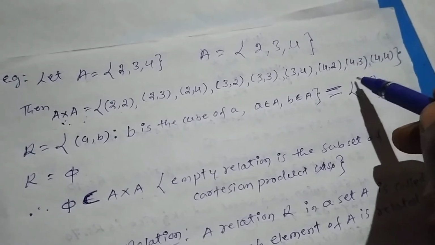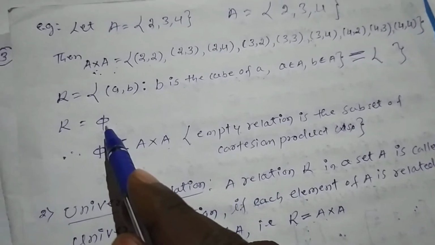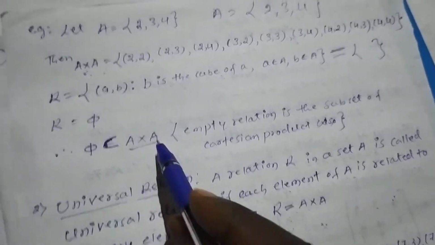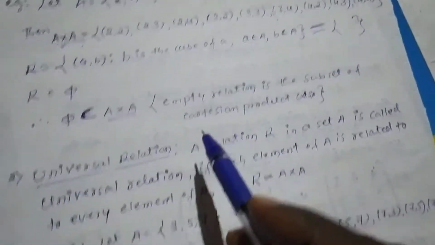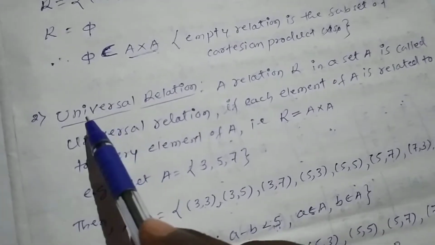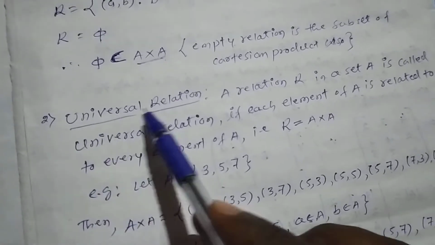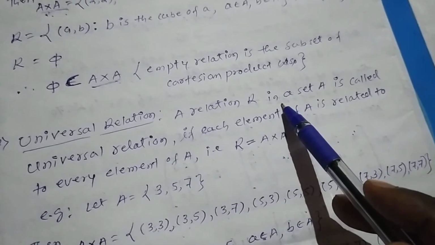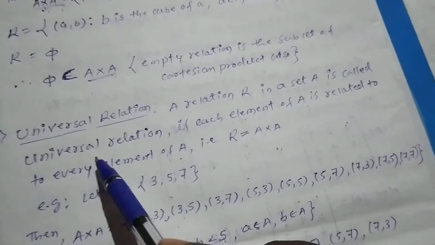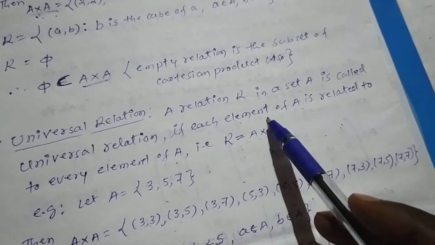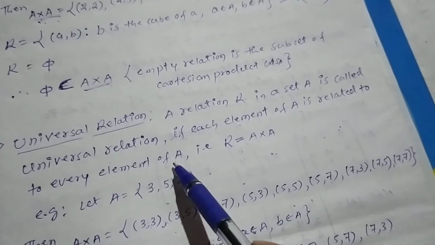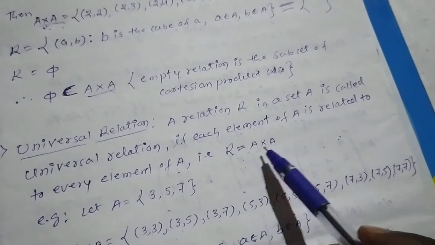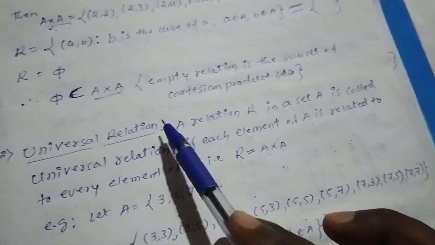This is the empty relation. It is denoted by the symbol phi. So R equals phi. Phi, the empty relation, is a subset of the Cartesian product A cross A. Now moving towards another type of relation, the second one, the universal relation. A relation R in a set A is called a universal relation if each element of A is related to every element of A, that is, relation R equals A cross A. When R equals A cross A, then relation R is the universal relation.